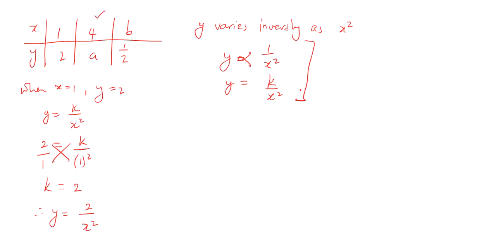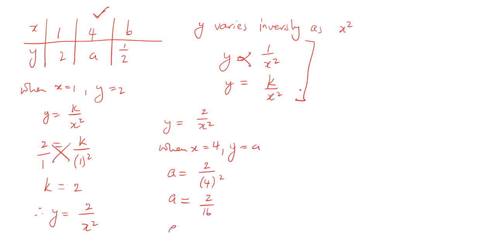Let's find a now. So we have y is equal to 2 over x squared. And we know that when x is equal to 4, y was equal to a. That's from this column here. So therefore a is equal to 2 over 4 squared. So therefore a is equal to 2 over, 4 by 4 is 16. So therefore a is 1/8. So we've solved for a. Now let's find b using this information here.